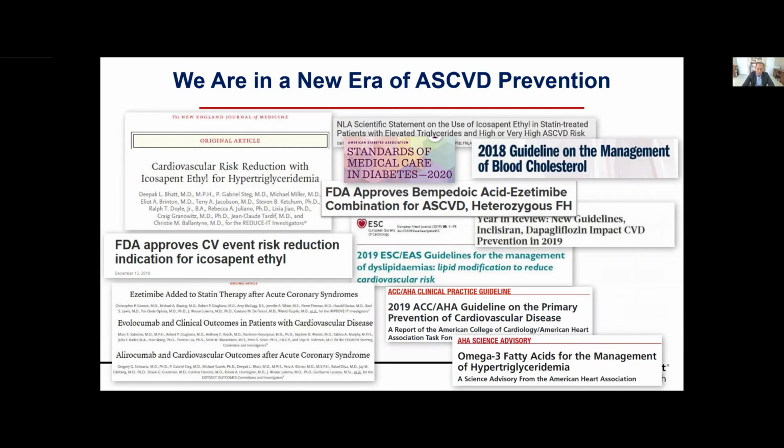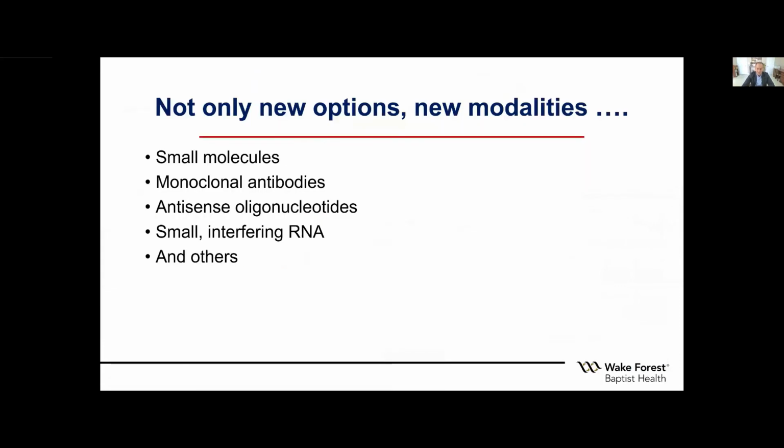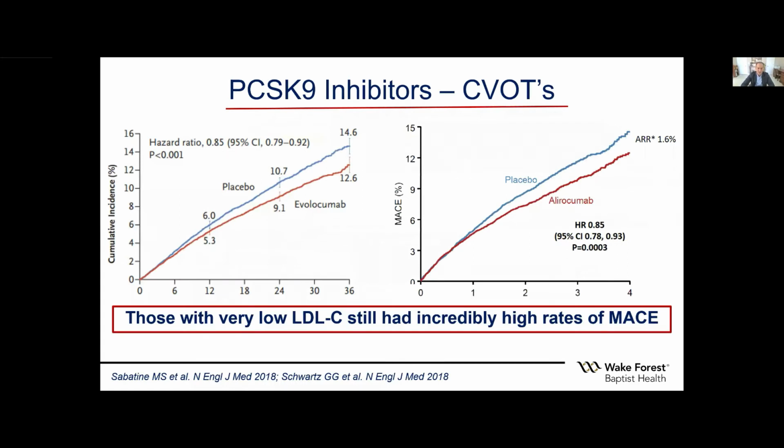We also have new cholesterol guidelines as of 2018 and the first-ever prevention guidelines. So there's really been a lot happening in preventive cardiology. And not only do we have new tools, we have completely new modalities. We're way past just using small molecules for medications. We now have monoclonal antibodies, antisense oligonucleotides, soon to be approved a small interfering RNA that antagonizes PCSK9, and many others that are in the pipeline. So there's a lot of excitement here.